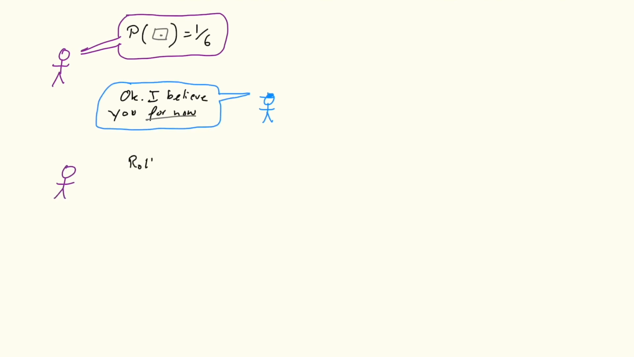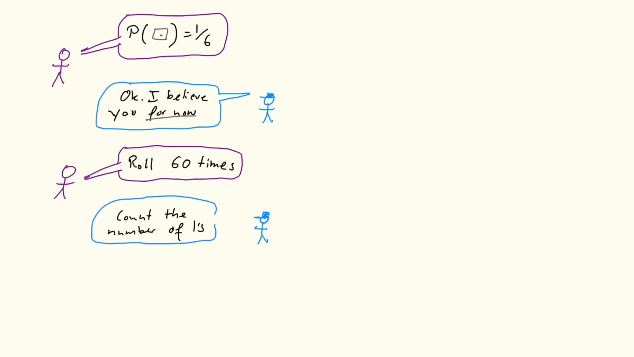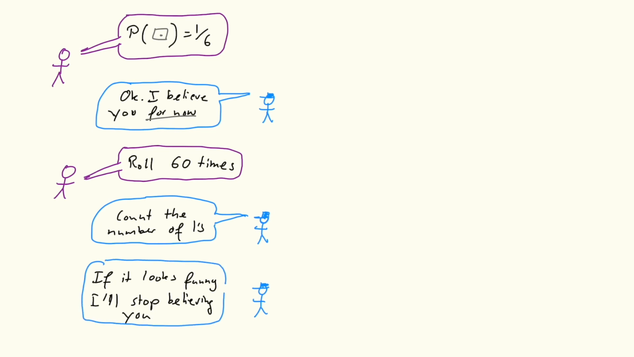And your friend will say, "Let me demonstrate how fair my die is. I will roll it 60 times." And you will say, "Okay, but I'll be here and I'll watch. I will count the number of ones. And if at the end it looks funny, then I will stop believing that your die is fair." That means I will stop believing that the probability that your die rolls a 1 is 1/6.